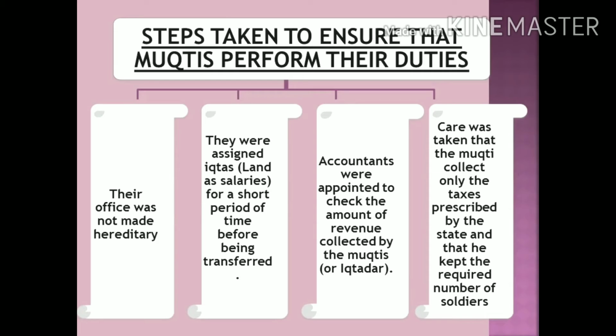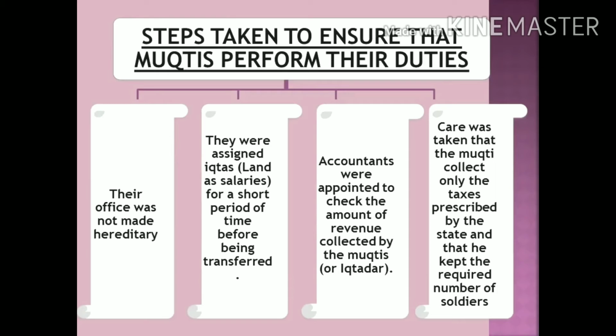Now, sultans took some special measures to ensure that muktis performed their duties well. First one is their office was not made hereditary. That means agar father ek mukti hai, so it's not necessary that his son will also be a mukti. Then next, they were assigned iktas for a short period of time, and then that ikta was transferred. यानी कि उनको जो land मिला है थोड़े time के लिए मिलता था, हमेशा के लिए नहीं.